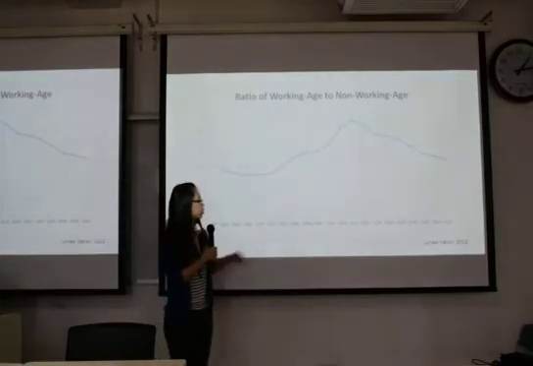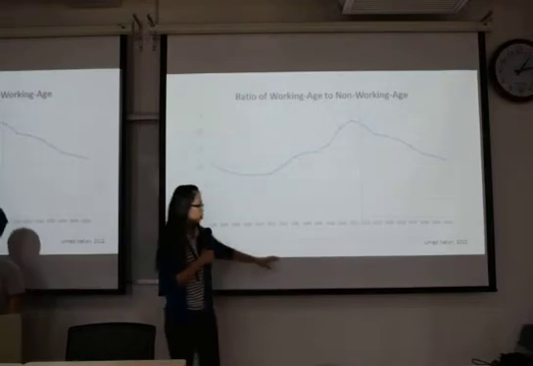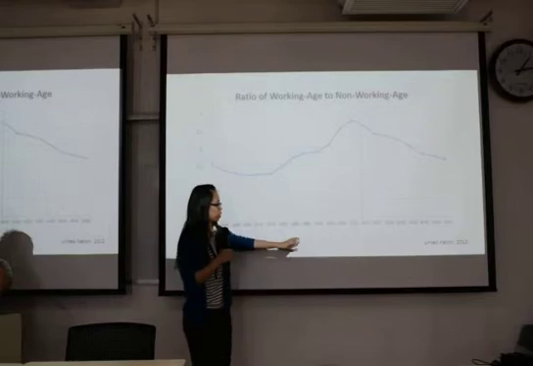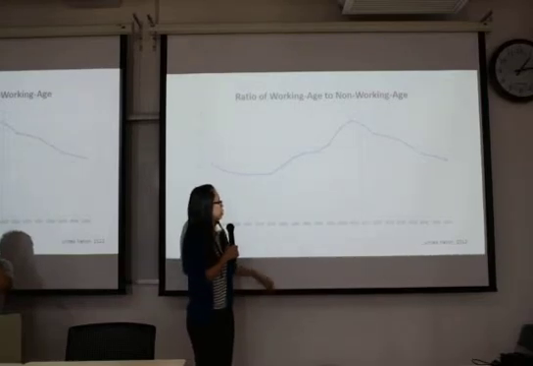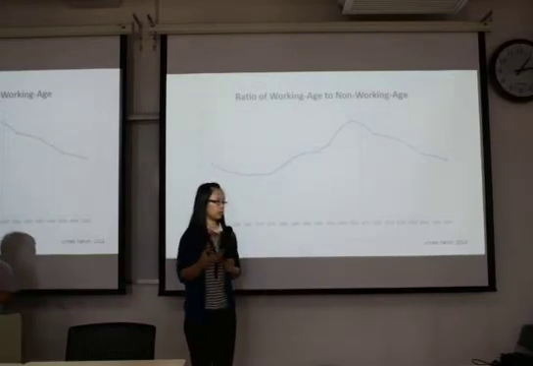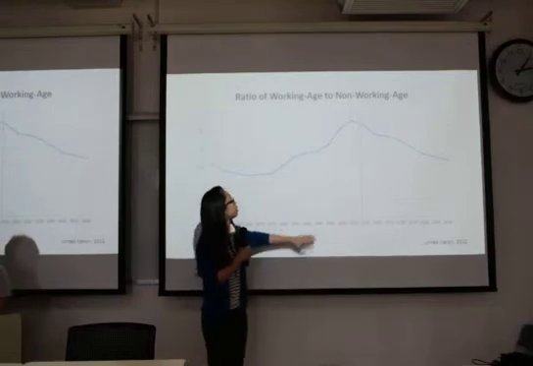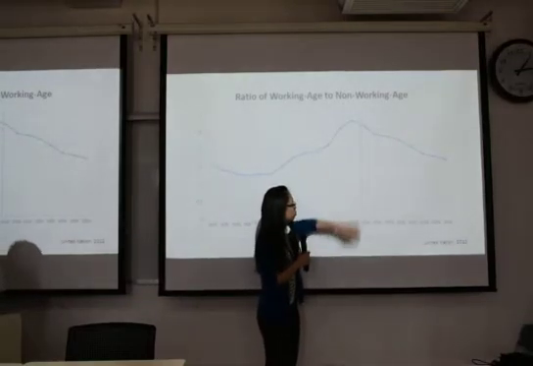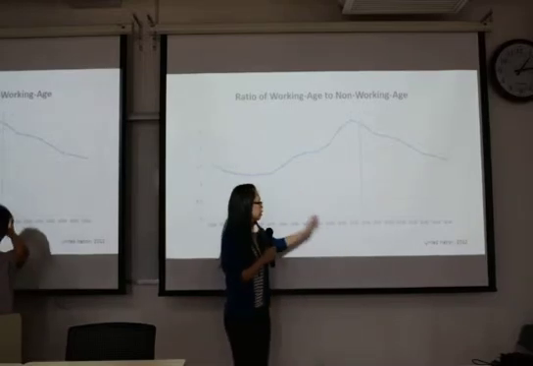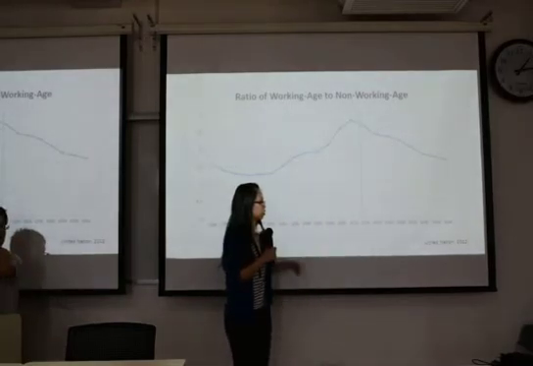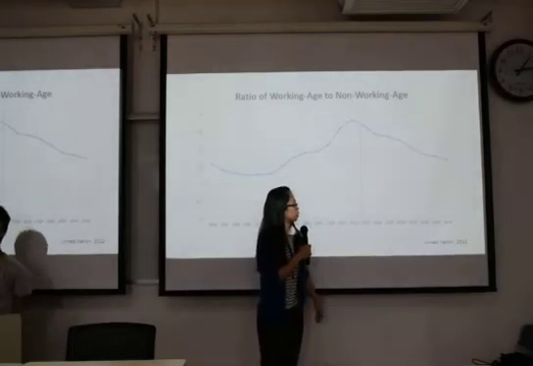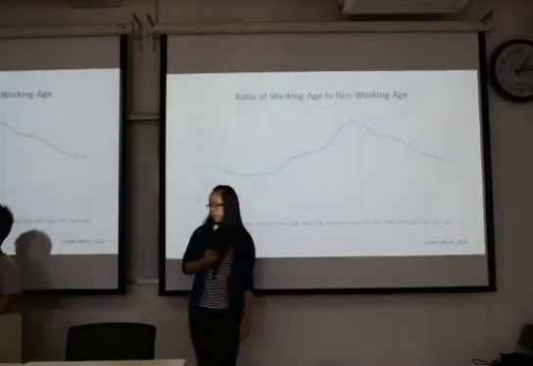And this one is also the same chart, but the data is from the United Nations. The United Nations also made a projection of the number of people China will have, and this one is about 2013 like the chart before, and you can see that the trend is also decreasing.